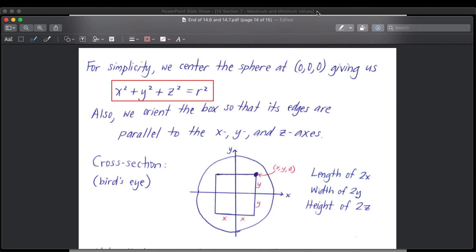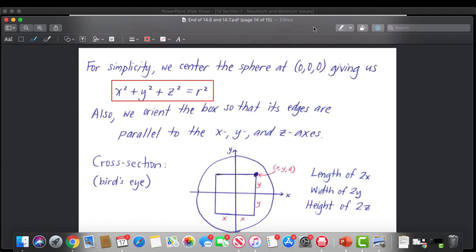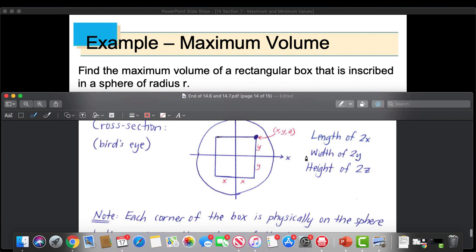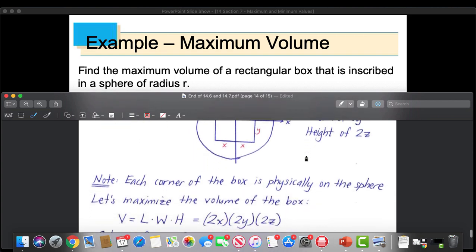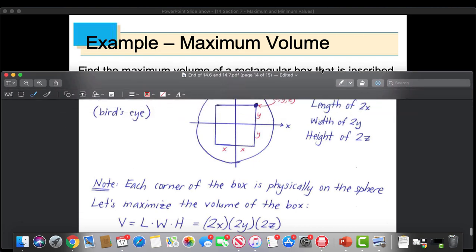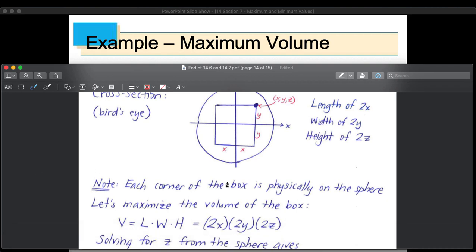And let's remind ourselves that the question's asking us to find the maximum volume of a box. And thinking back to our basic geometry classes, the volume of a box is going to be length times width times height. I think most of us know this. And in this case, if the length is 2x, the width is 2y, and the height is 2z, then the volume of this box is going to be 2x times 2y times 2z.